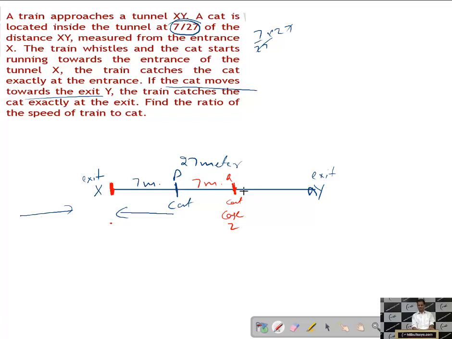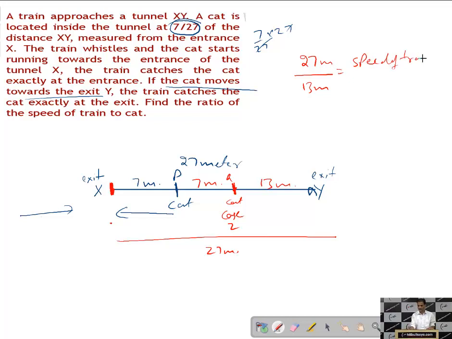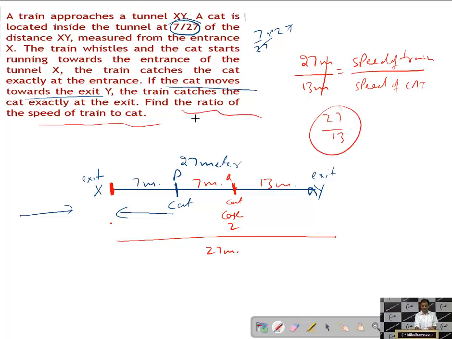Now the total length is 27. In the same time, the cat has to cover 27 minus 14, that is 13 meters, and the train has to cover 27 meters. Now students, distance and speed have a direct relation. During the time the train covers 27 meters, the cat will cover 13 meters. So speed of train upon speed of cat, because speed and distance have a direct relation, students, the answer will be 27 by 13, the ratio of the speed of the train to the cat.